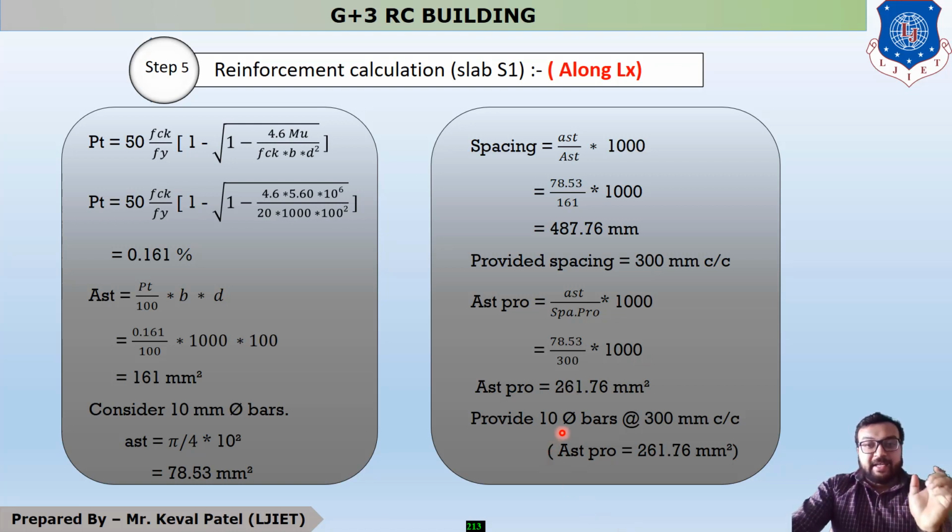Now, as per the drawing, which is signed on site, your final answer is like this. Provide 10 diameter bars at 300 center to center. It means your AST provided is equal to 261.76 mm square. Okay, so this is the calculation along LX.